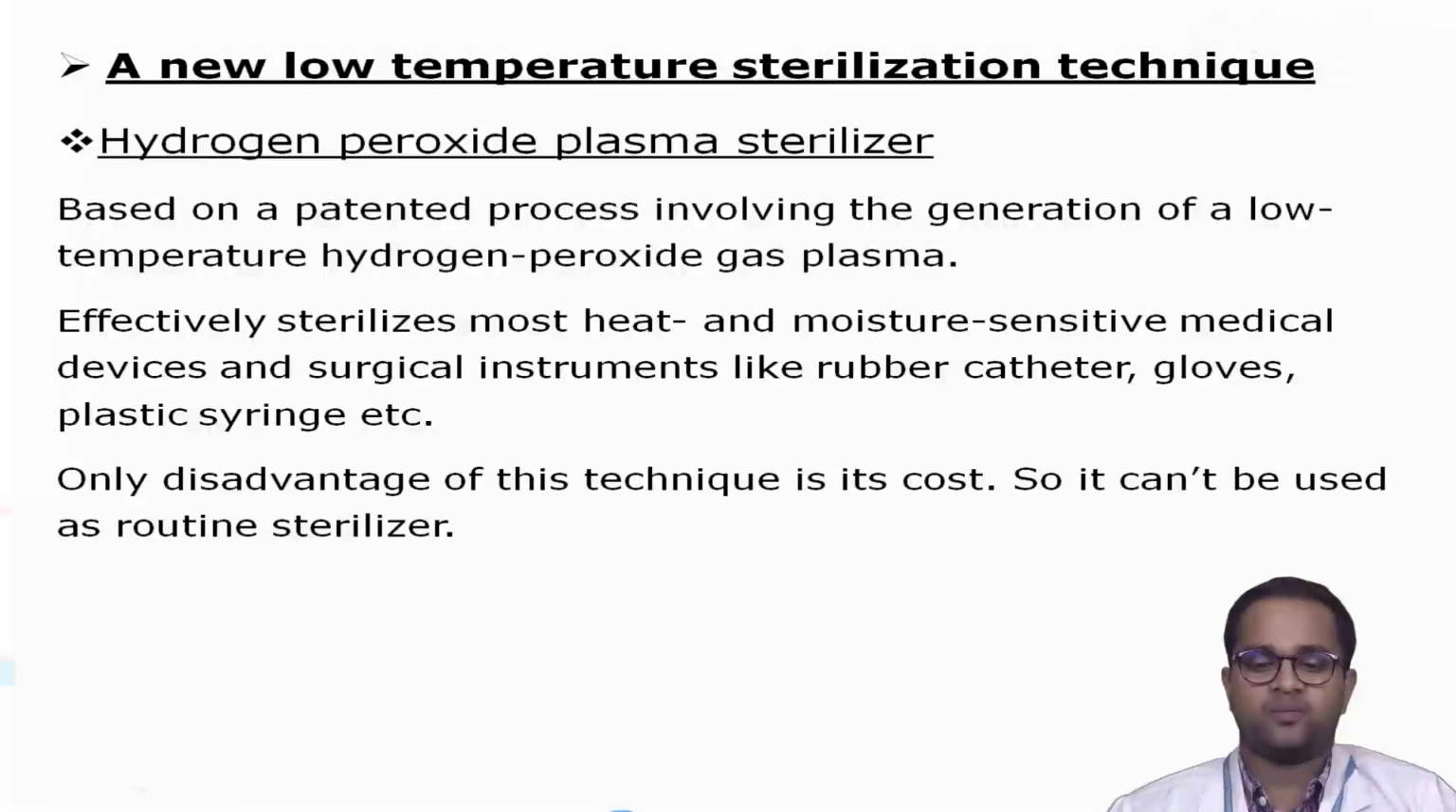Coming to a new low temperature sterilization technique, you can use hydrogen peroxide in a plasma sterilizer. Based on a patented process involving the generation of a low temperature hydrogen peroxide gas plasma, it effectively sterilizes most heat and moisture sensitive medical devices and surgical instruments like rubber catheters, gloves, plastic syringes, etc. The only disadvantage of this technique is its cost, so it cannot be used as a routine sterilizer.